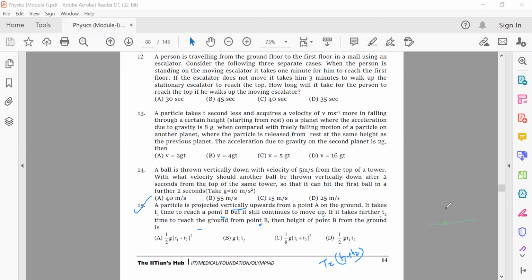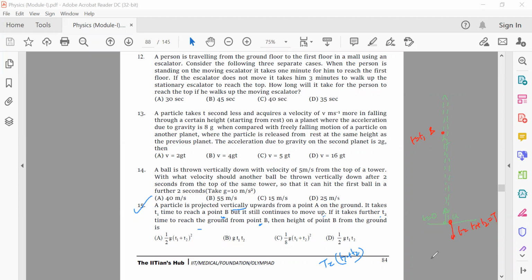It's like from the ground level, you have projected it at t equal to 0 at some speed u. Now it's going up to some maximum height like this and then coming back down. But in between, it crosses this point B over here, let's say at some time t equal to t1. And then from here, it takes another time t2 to reach the ground. So when it's reaching the ground, it's reaching the ground at t1 plus t2, no? So that is your total time of flight.